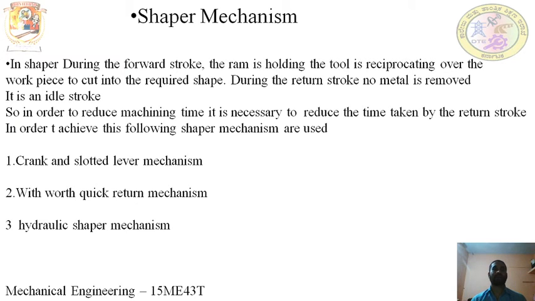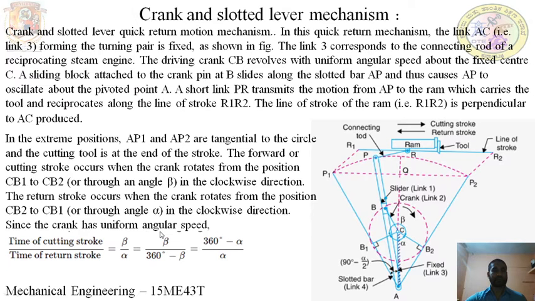In order to achieve the quick return of the ram or the tool during the return stroke, the following mechanisms are used. First one is the crank and slotted lever mechanism, then the Whitworth quick return mechanism, and the hydraulic shaper mechanism. So let us discuss them one by one. First one is the crank and slotted lever mechanism.